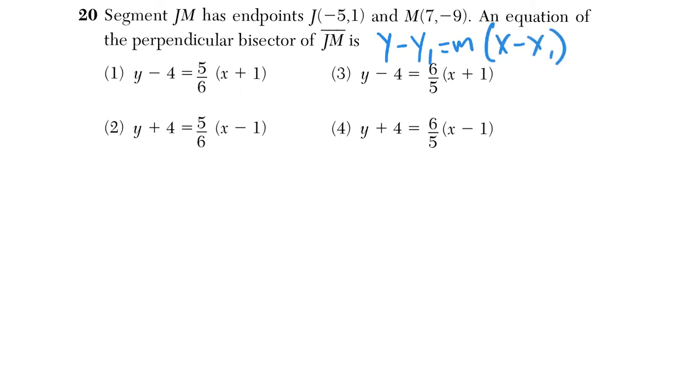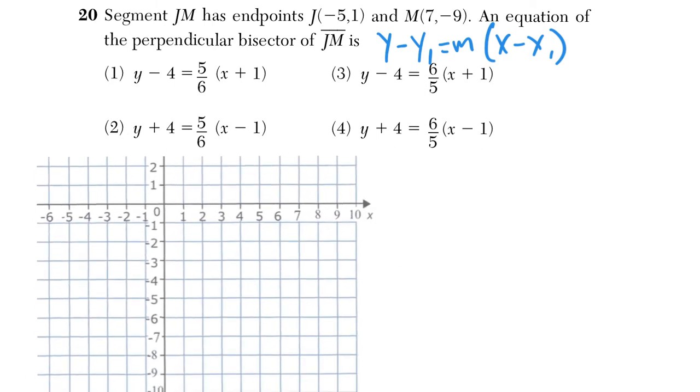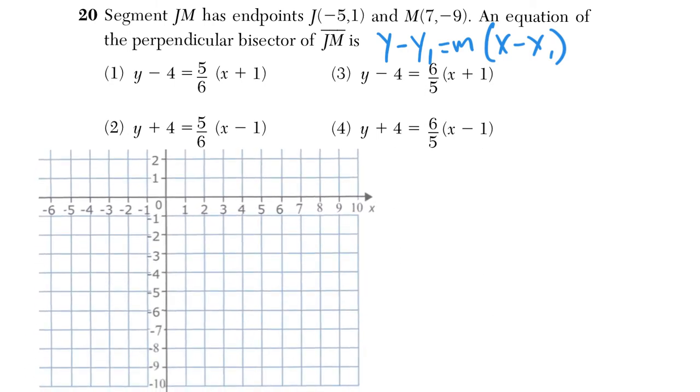Amazing. And we're going to approach this algebraically for sure, but I always like to sort of plot things out graphically so I can make sense of what's happening here. And I can see that J is -5, 1. Amazing. And M is 7, -9. All right, and so this segment is going to look a little something like this.